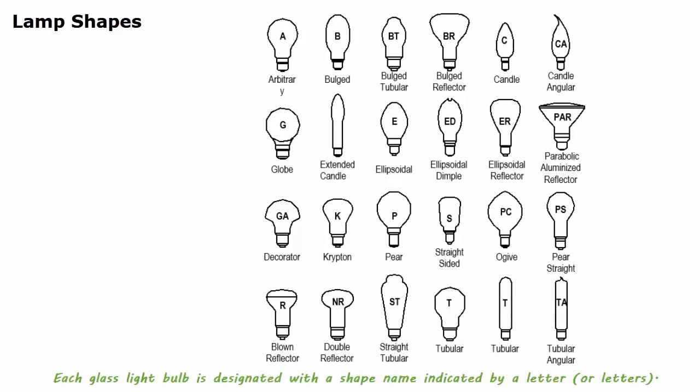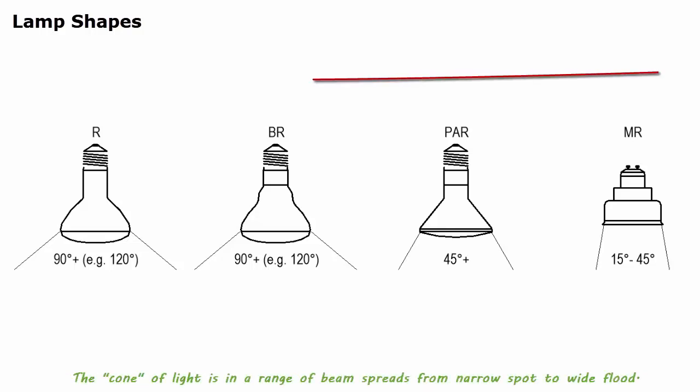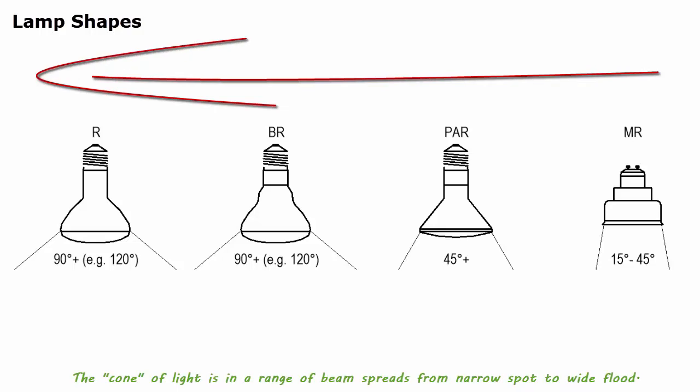Each glass light bulb is designated with the shape name indicated by a letter. Some lamps have an internal reflector with reflecting coating. They can therefore provide directional light. The shape of the light beam is cone-like, pointing to a direction rather than sending light to all directions. The cone of light is in a range of beam spreads from narrow spot to wide flood.